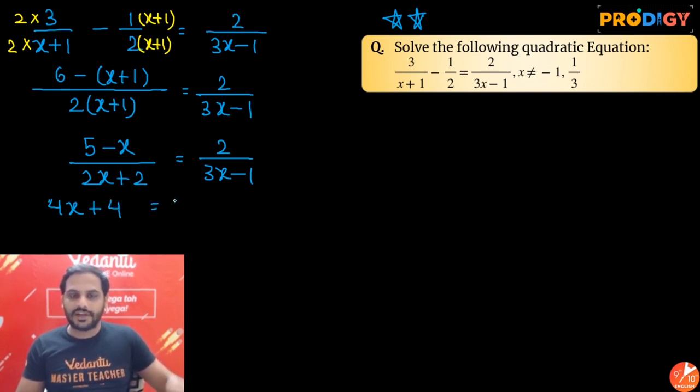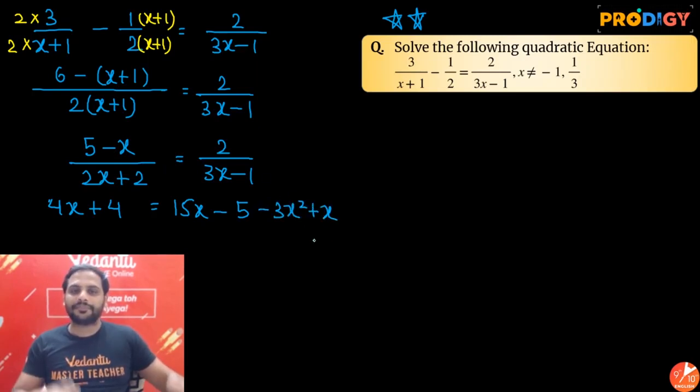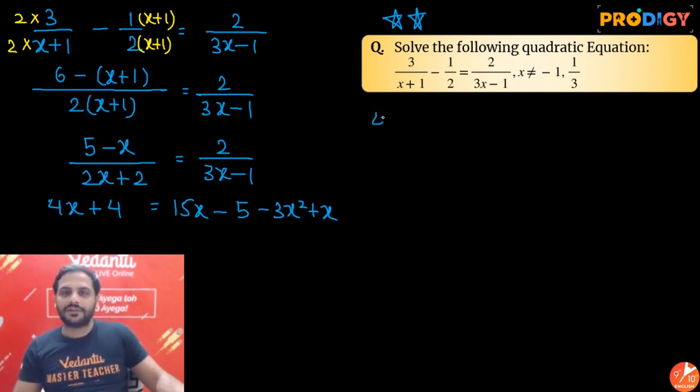So 5 into 3x is 15x. 5 into minus 1 is minus 5. Minus x into 3x is minus 3x square. Minus x into minus 1 is plus x. Let's shift everything over there. So we have 4x plus 4. 15x becomes minus 15x. Minus 5 becomes plus 5.